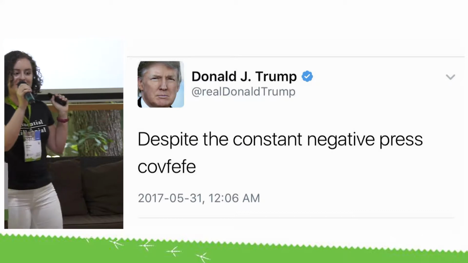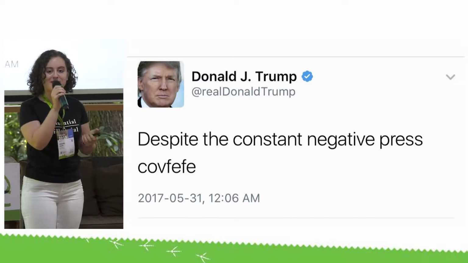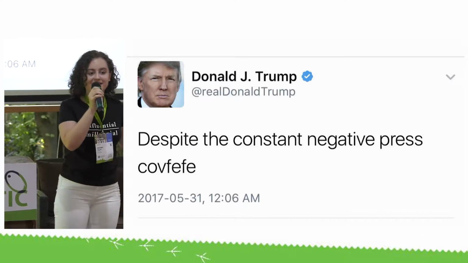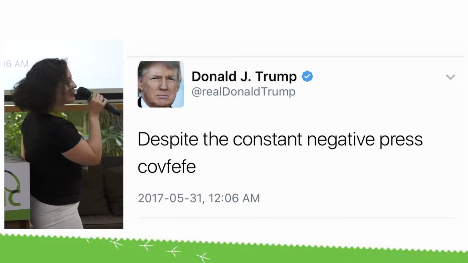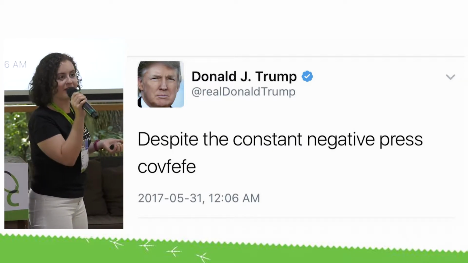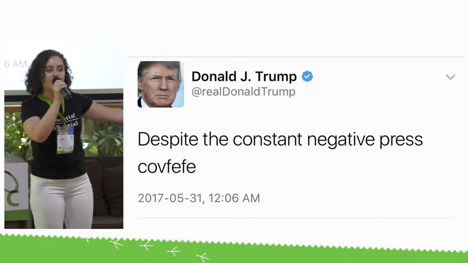So maybe you remember this tweet. If you don't know, a couple of years ago, Trump decided to tweet something, but I don't know, something happened. He didn't finish the sentence, and it produced this word. How do you think it's pronounced? I don't know, kofefe? Anyway. But it has become a meme. It has become a part of our pop culture.